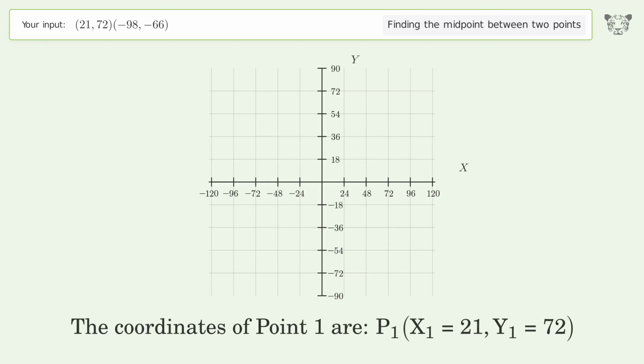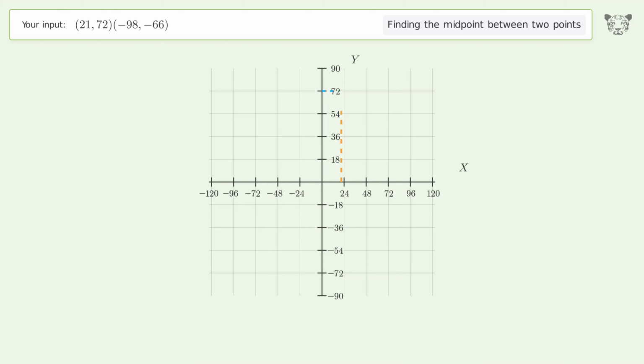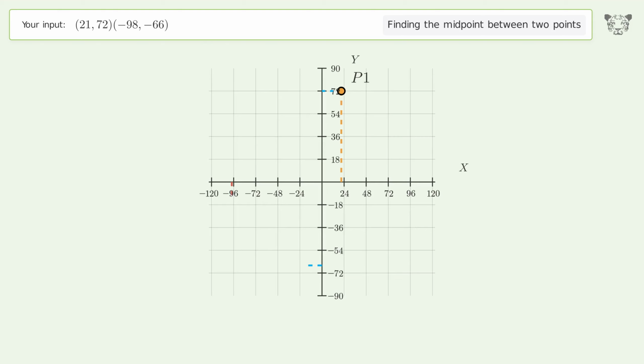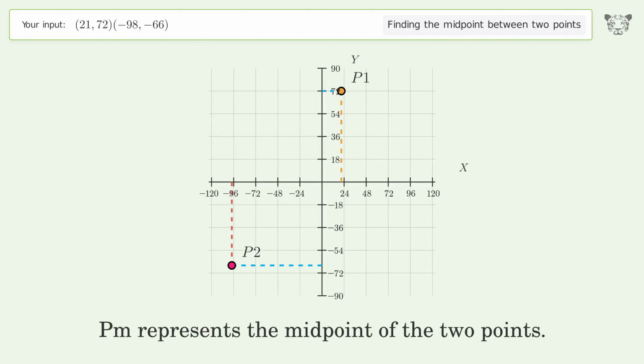The coordinates of point 1 are x1 equals 21, y1 equals 72. The coordinates of point 2 are x2 equals negative 98, y2 equals negative 66. PM represents the midpoint of the 2 points.